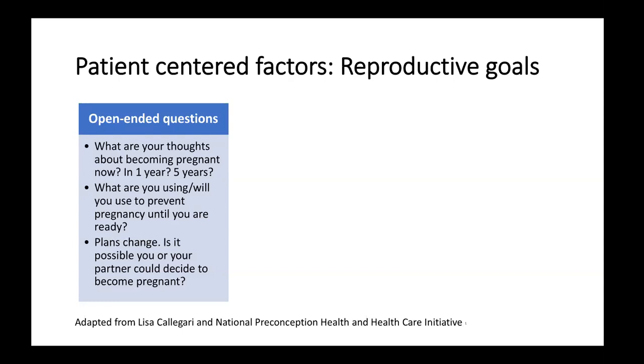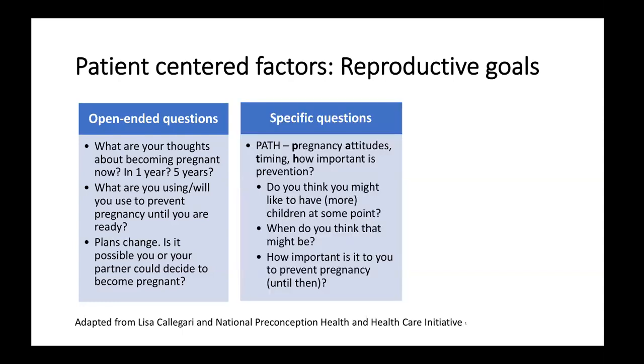Some specific questions: there are a couple of different scripts out there. I'm going to highlight this one called PATH, which stands for pregnancy attitudes, timing, and how important is prevention to the patient. So thinking about, do they want to have children or have more children at some point? When, and how important is it to prevent pregnancy until then? Because there are some people for whom preventing pregnancy isn't one of their priorities, and they would welcome another pregnancy even if they're not planning for one.